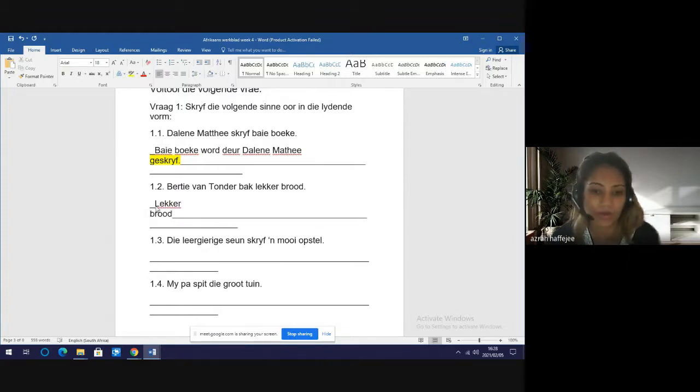And then again, what tense is this? Is this the present tense, the past tense, or is it the future tense? Because the word bak is there in the center. It doesn't have a ge. There's no sal in the sentence. It again is the present tense. So we say lekker brood word deur Bertie van Tonder. And then our verb goes to the end and it must take a ge. So gebak. And that's how we would write it out.